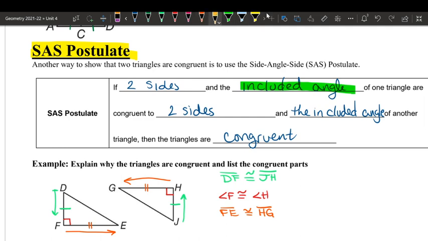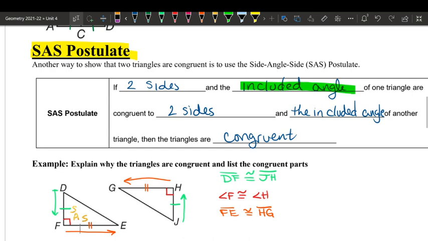So if I want to check which postulate it is, the green mark marks a side, so I put an S. The little box marks an angle, so I'm going to put an A. And then the 2 lines mark a side, so I put another S. And so looking at it, if you read in a circle, it doesn't matter if you read clockwise or counterclockwise.